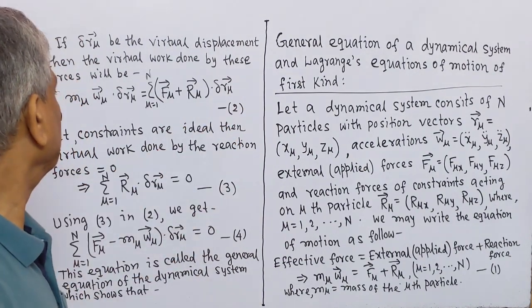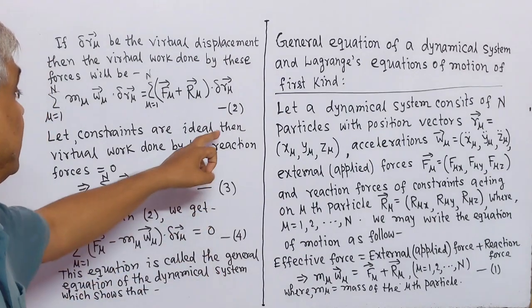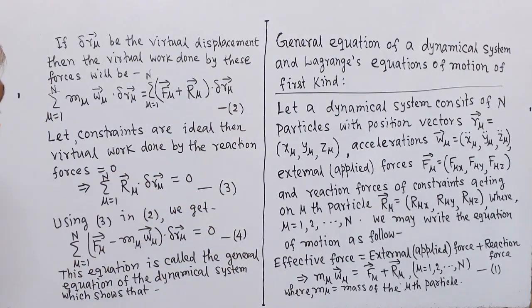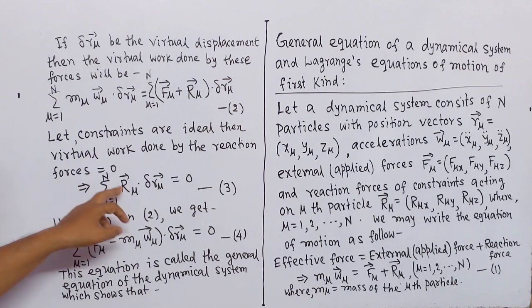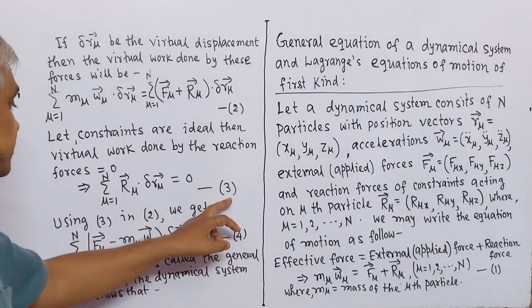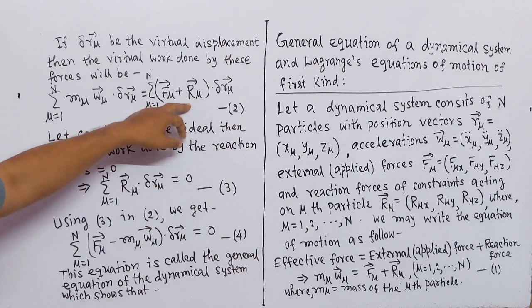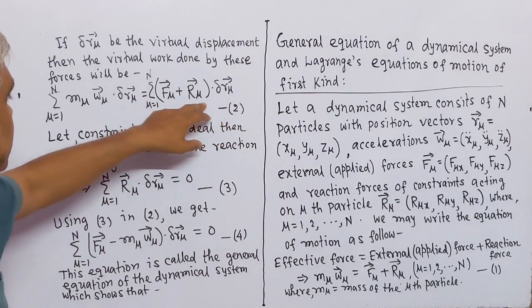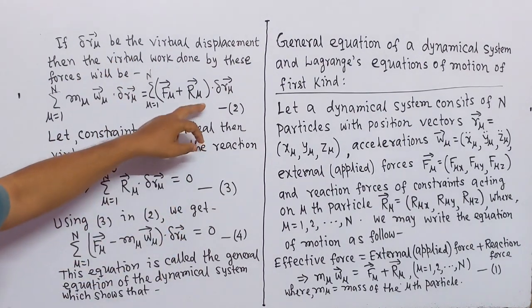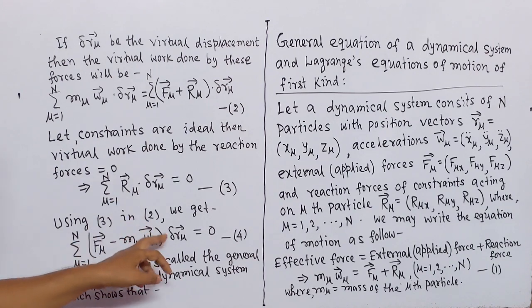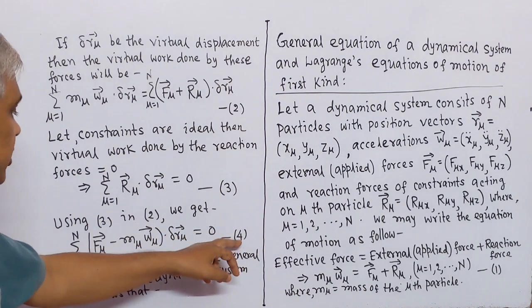This is equation 2. Let the constraints be ideal, then the virtual work done by the reaction forces will be 0. This implies that the sum over mu equal to 1 to n of r_mu dot delta r_mu equals 0. This is equation 3. Using this value in 2, only this term and this term remain. This term becomes 0. So equation 2 reduces to the sum over mu equal to 1 to n of (f_mu vector minus m_mu w_mu vector) dot delta r_mu equals 0. This is equation 4.